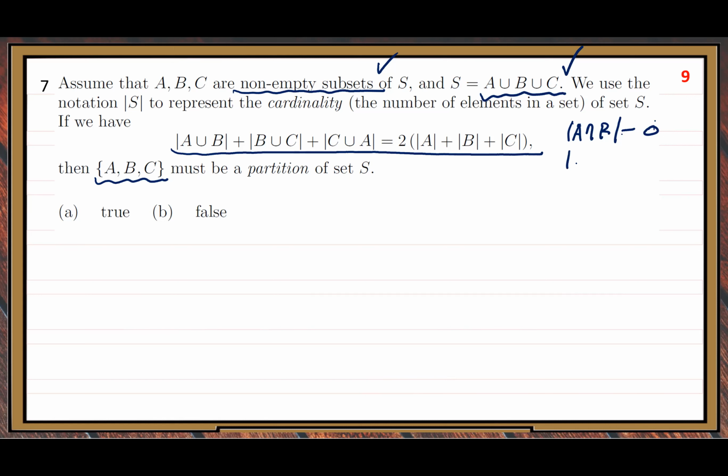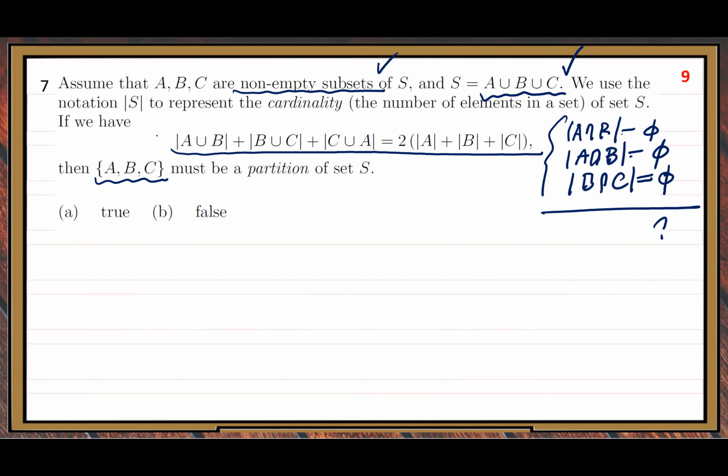A intersect B should be empty, and A intersect C, and B intersect C should also be empty. The third condition we don't know in this question. If we can figure out the third condition, then we can make the answer. But with the given equality, can we see that?